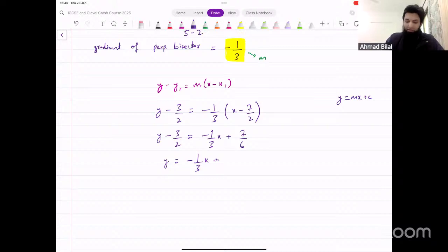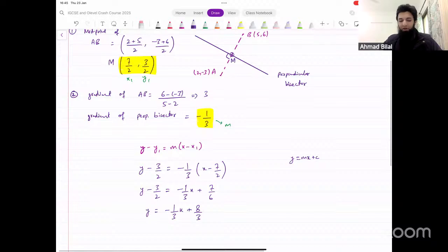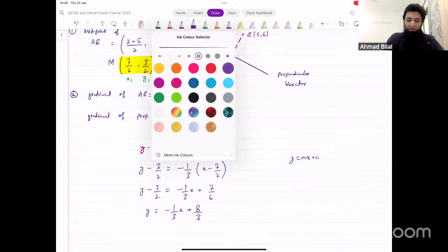If you get something as complicated as this, mostly it would be on the calculator paper. If not, you can take LCM. 7 over 6 plus 3 over 2. You can take LCM of that, and that will give you 8 over 3 as the result. This is the equation that we were looking for. That's the equation of the perpendicular bisector.